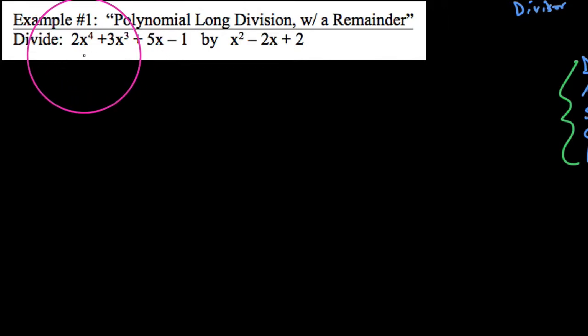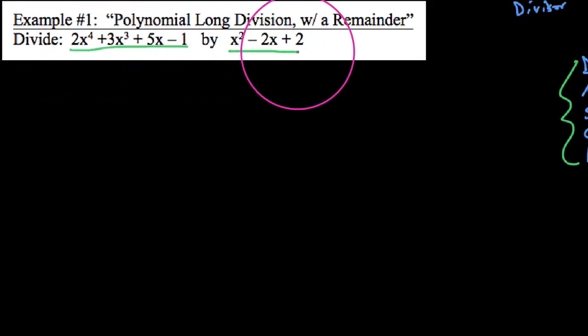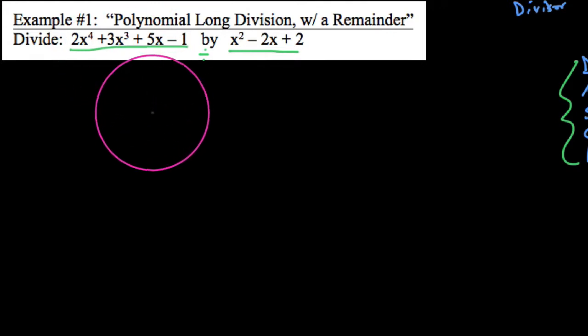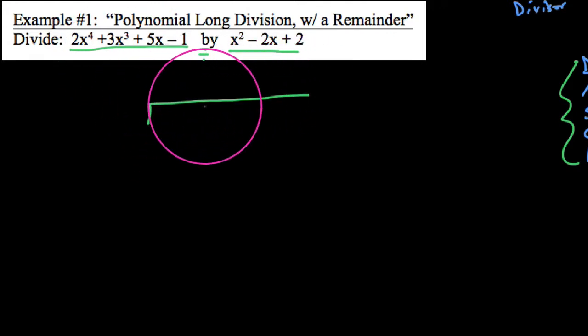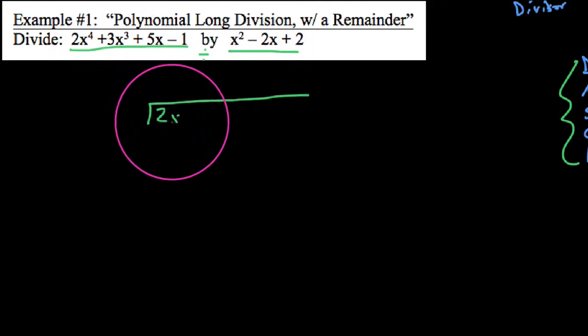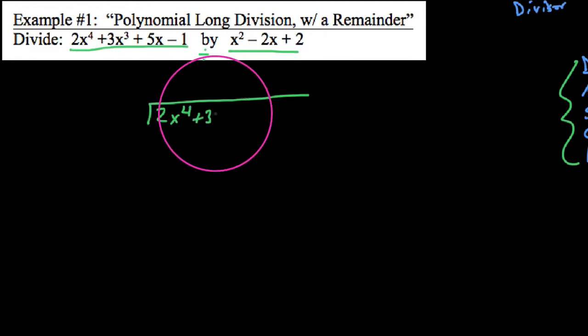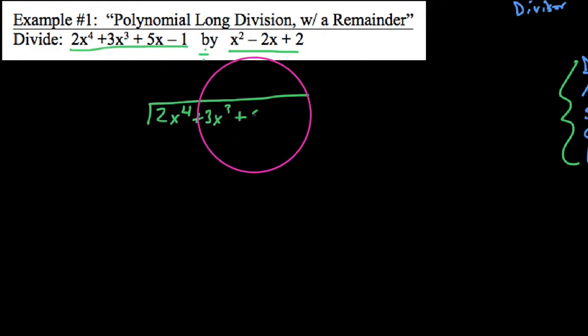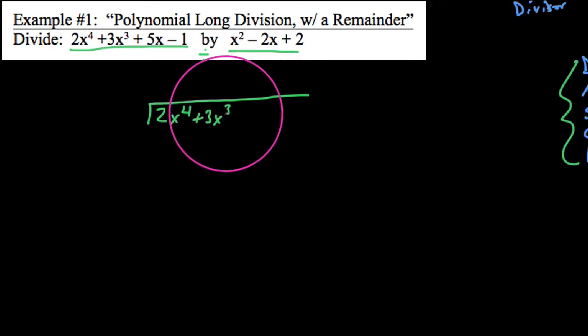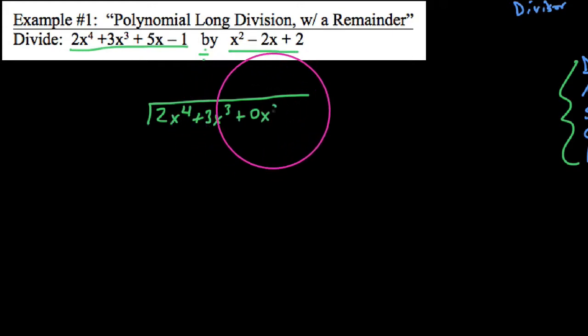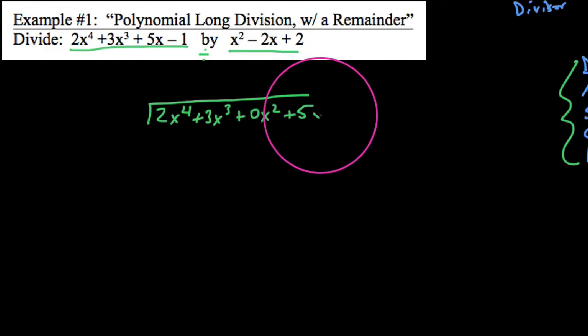Okay, so for the first time we're saying let's take this 4th degree polynomial here. Let's divide it by this 2nd degree polynomial here. So let's start with satisfying one thing right off the bat. The thing that is being divided is the thing that goes on the inside of this box. So we say 2x to the 4th power plus 3x to the 3rd power plus 0x squared. Notice that we don't have any x squareds. Plus 5x minus 1.